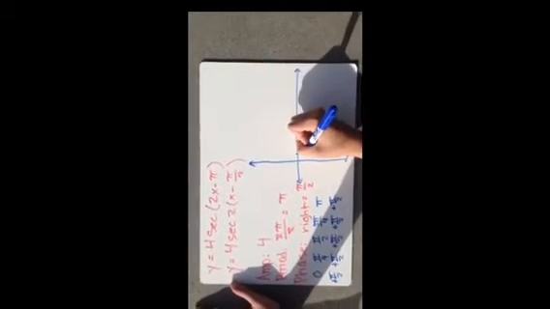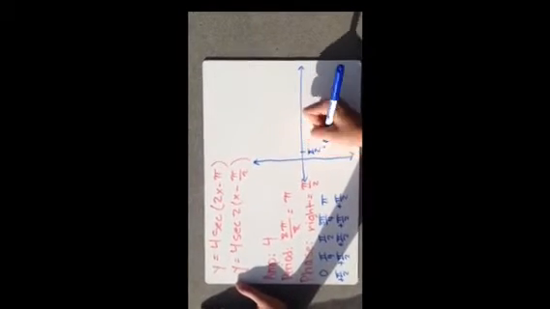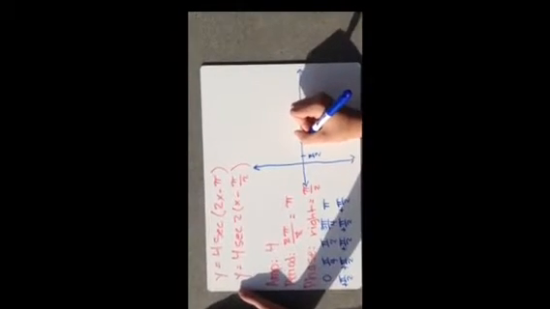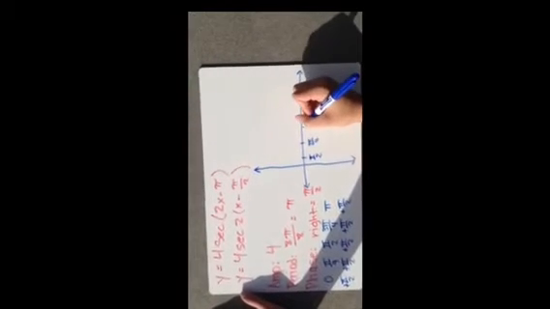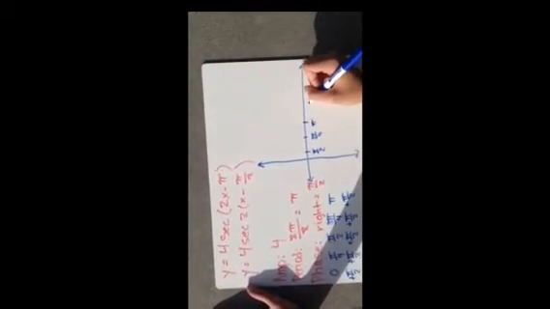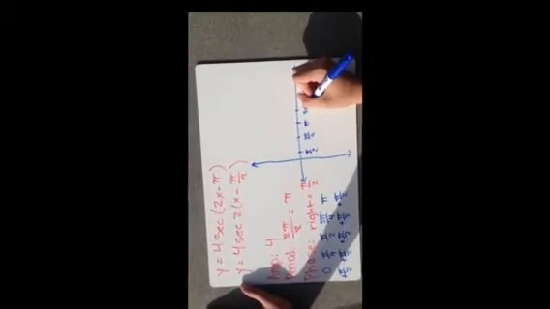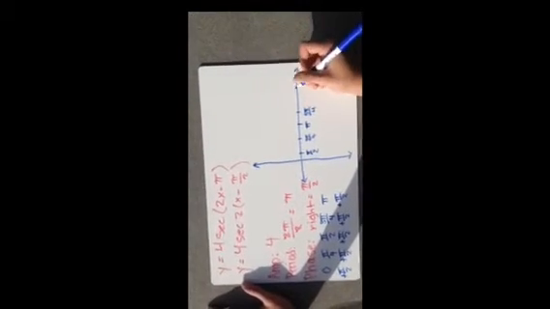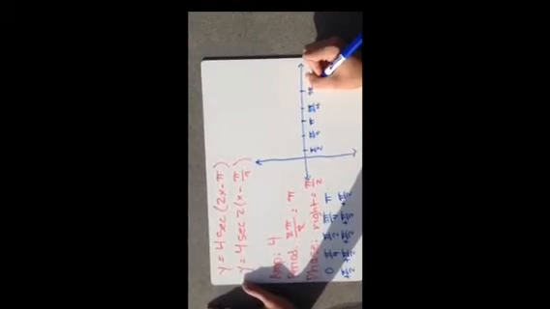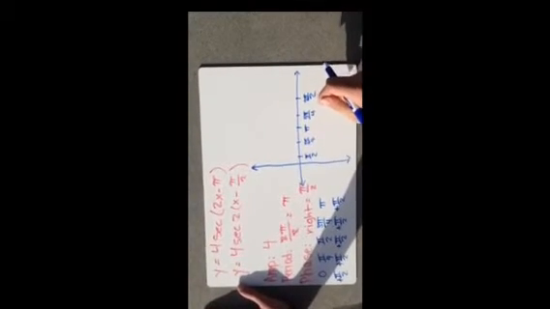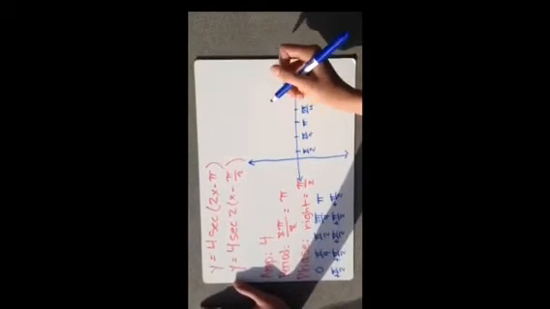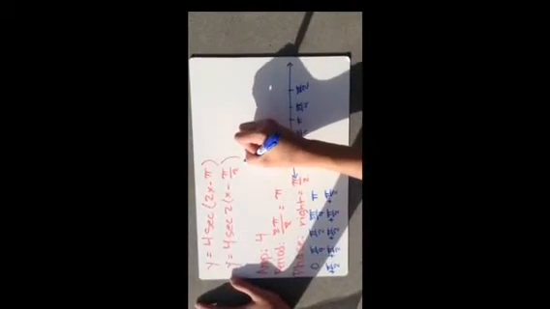So we have pi over 2, 3 pi over 4, pi, 5 pi over 4, and 3 pi over 2. So then we have an amplitude of 4.